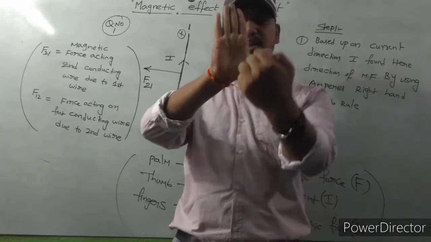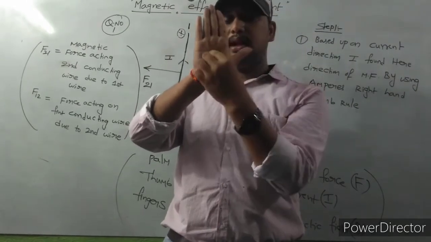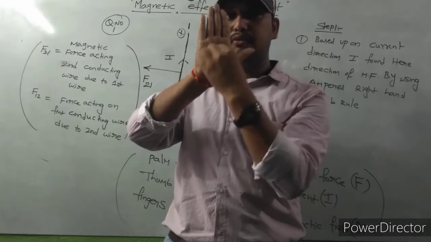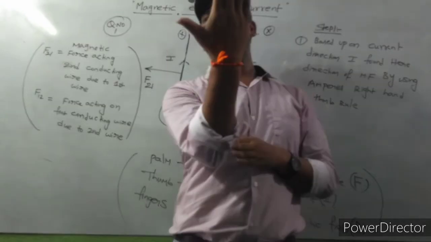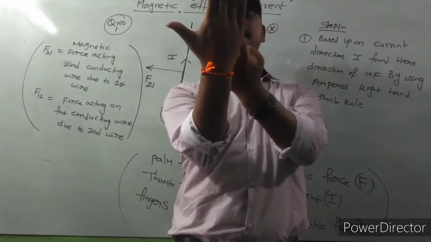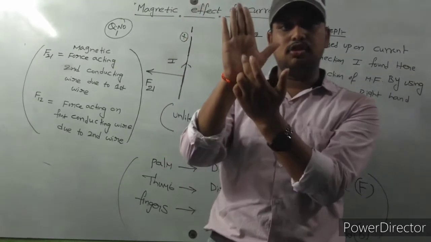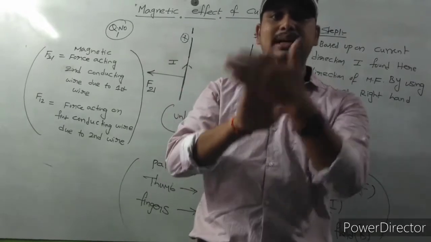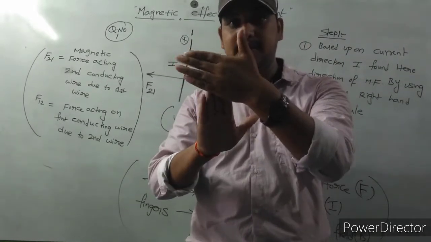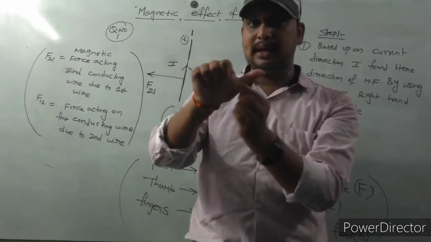Now, if the palm is facing towards you, that means the direction of magnetic force is towards you. If the palm is placed towards me, the direction of magnetic force is acting towards me. So the palm indicates the direction of magnetic force. Fingers indicate the direction of magnetic field. Thumb indicates the direction of current.